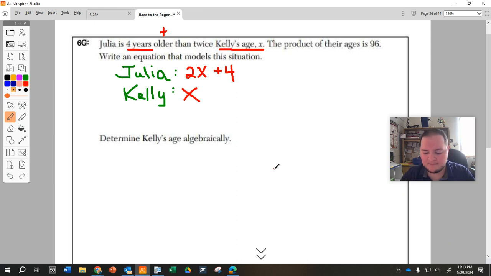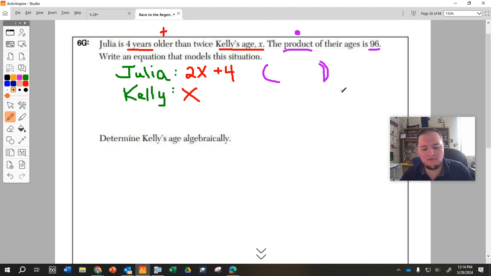Okay? Now, that's not what the question said. It didn't just say represent each of their ages. It said write an equation that models the situation. There's a second part. The product of their ages is 96. So we're going to do that last part over here. Product. Product means which of the four operations in math? Adding, subtracting, multiplying, or dividing. Which one's product? Timesing. So we need to times both of their ages.